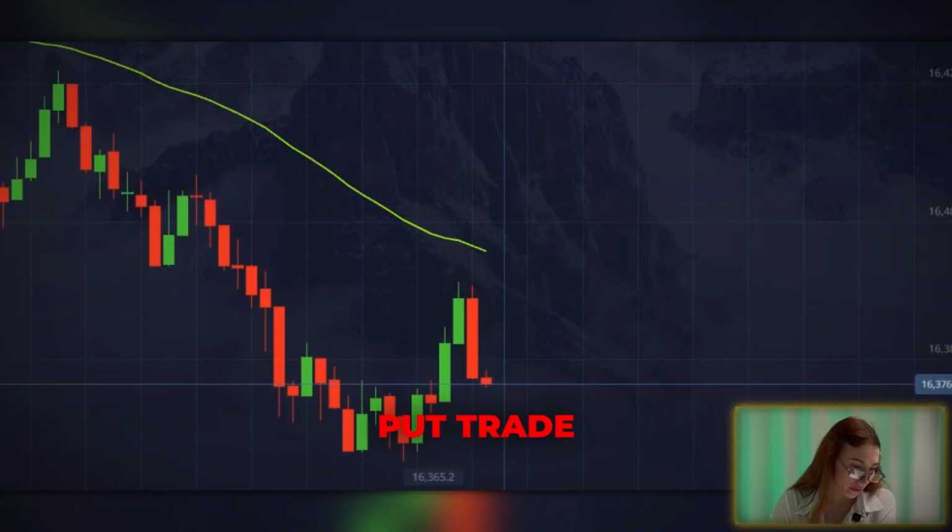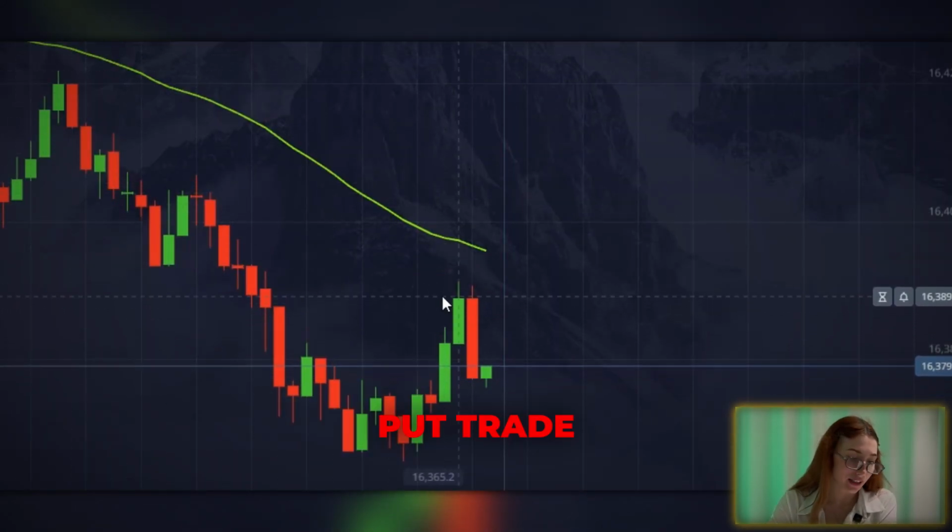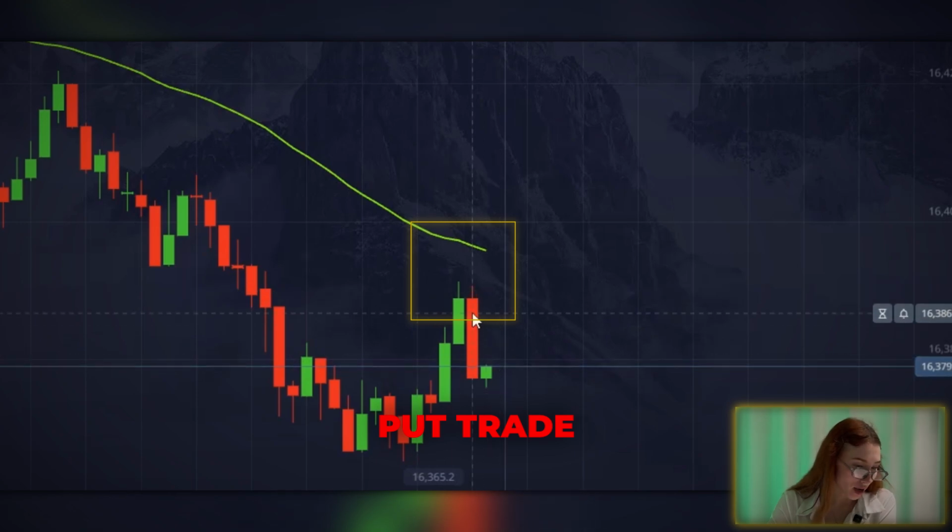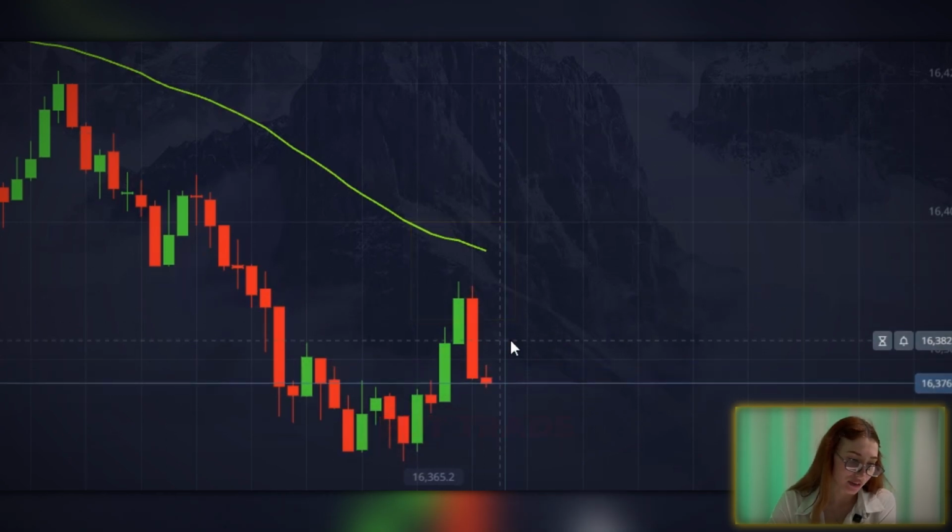Price is below EMA 50, the downtrend is clear, price pulls back to EMA, and now the candle goes down. Same logic, just opposite direction.